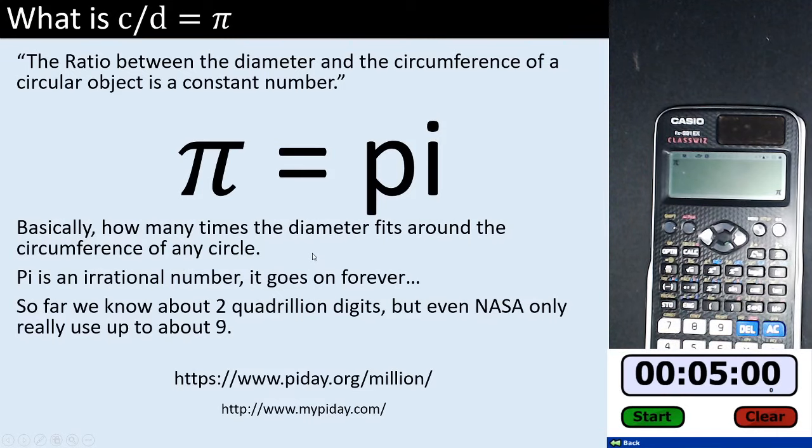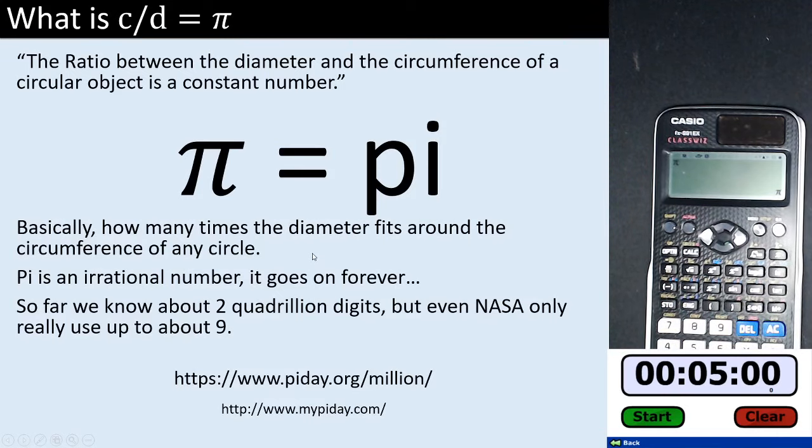Okay, we do also have a pi button on our calculators. Okay, it might be in a different place if you've got a different calculator, but you can generally find it by pressing Shift and a button on your calculator. Okay, and we're going to be using that in our calculations.